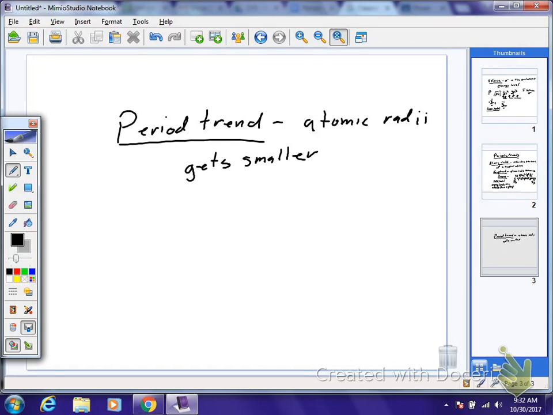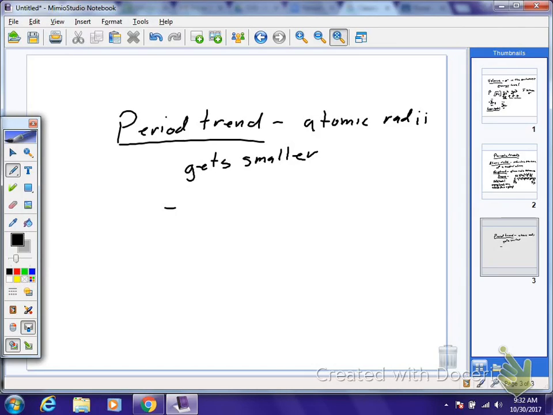All right, this reasoning is a little tougher to explain. Why would it shrink? Because what are you doing as you go across? What are you doing with the electrons? Are you adding electrons as you go across? You are, one at a time, right? So when you go from sodium to magnesium to aluminum, you're adding.